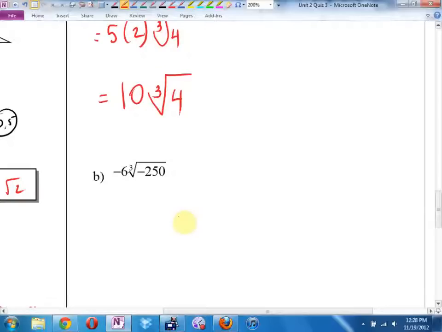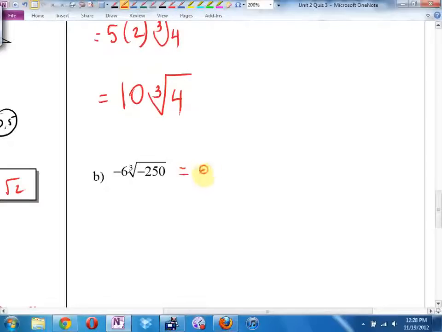B. Mr. Dewick, I thought you said you couldn't take the square root of negatives. You can't. Is this a square root? No. It's a cube root. You can't take the cube root of a negative. In fact, you know what? You can't take the square root or the fourth root or the sixth root or any even root of a negative. But for any odd root, a negative will work just fine.